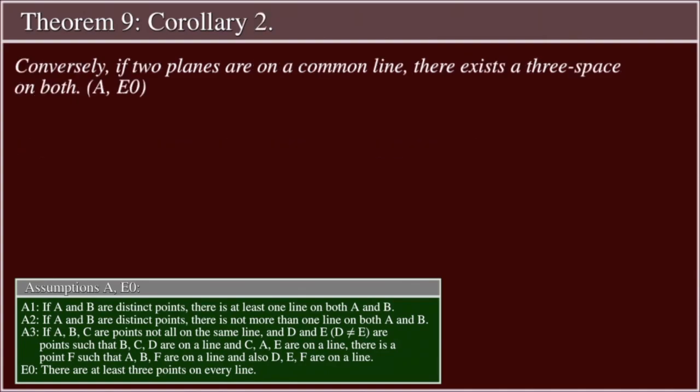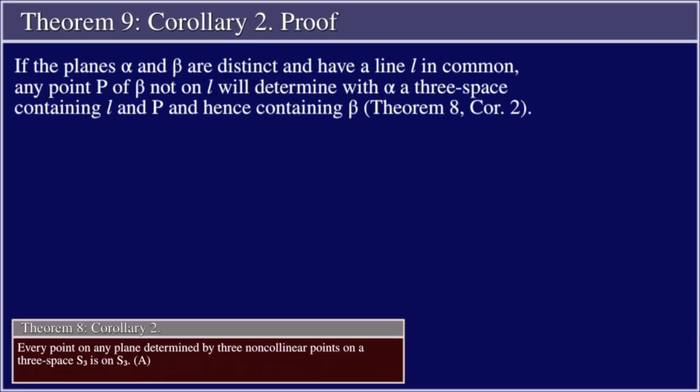Corollary 2. Conversely, if two planes are on a common line, there exists a 3 space on both. Assumptions A and E0. Proof: if the planes alpha and beta are distinct and have a line L in common, any point P of beta not on L will determine with alpha a 3 space containing L and P and hence containing beta by Theorem 8, Corollary 2.